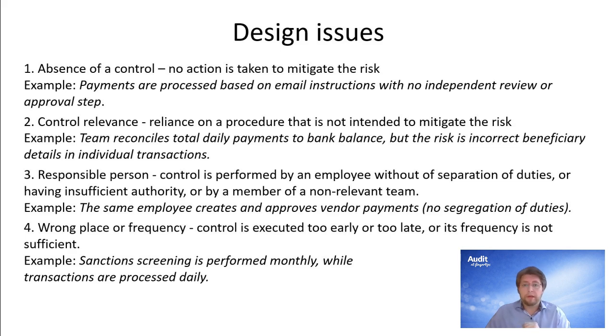Number 4 is about the place where we put the control in the process, or frequency if it's a cyclical control. In the first case, the control might be executed too early, or might be too late, or the frequency might not be sufficient. So for instance, we have some risk that may materialize every day, but the control is monthly, or we approve payments when they are processed, which doesn't make any sense because it doesn't mitigate the risk.